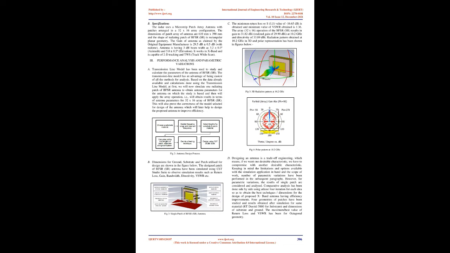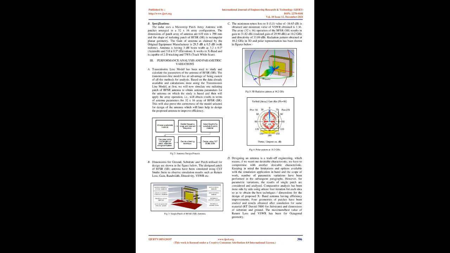B. Specifications. The radar uses a microstrip patch array antenna with patches arranged in a 32x16 array configuration. The dimensions of the patch array of the antenna are 610 mm x 390 mm and the shape of the radiating patch of BFSR, SR, is rectangular planar geometry. The gain of the antenna as claimed by the original equipment manufacturer is 29.5 dB plus or minus 0.5 dB, with radome. The antenna has a 3 dB beam width of 3.2 plus or minus 0.3 degrees in azimuth and 5.0 plus or minus 0.5 degrees in elevation. It works in X-band and is capable of 2D tracking and TWS, track while scan.